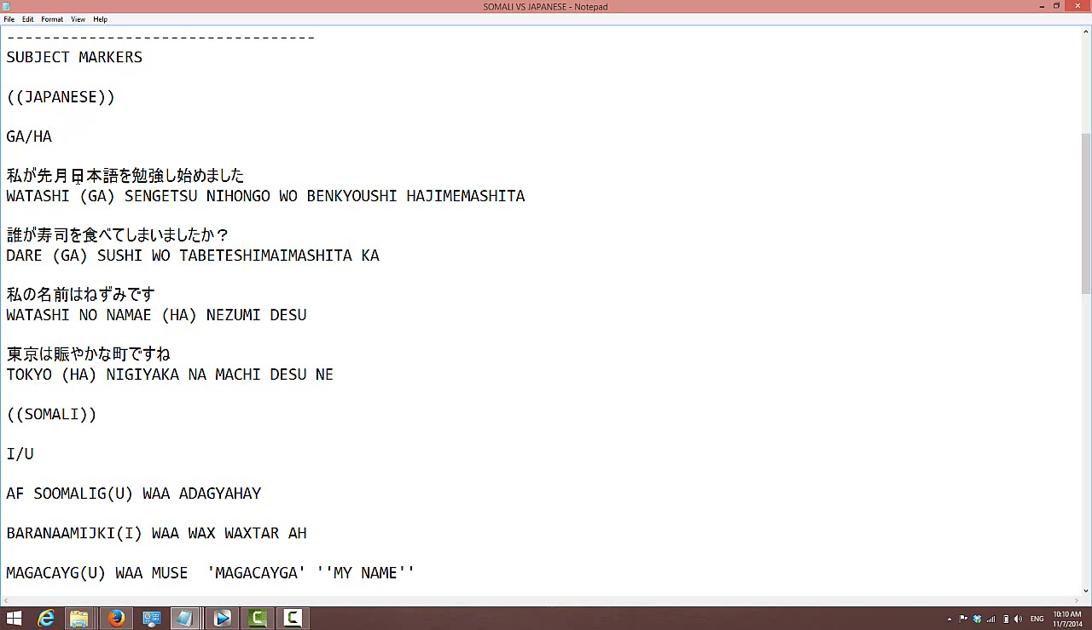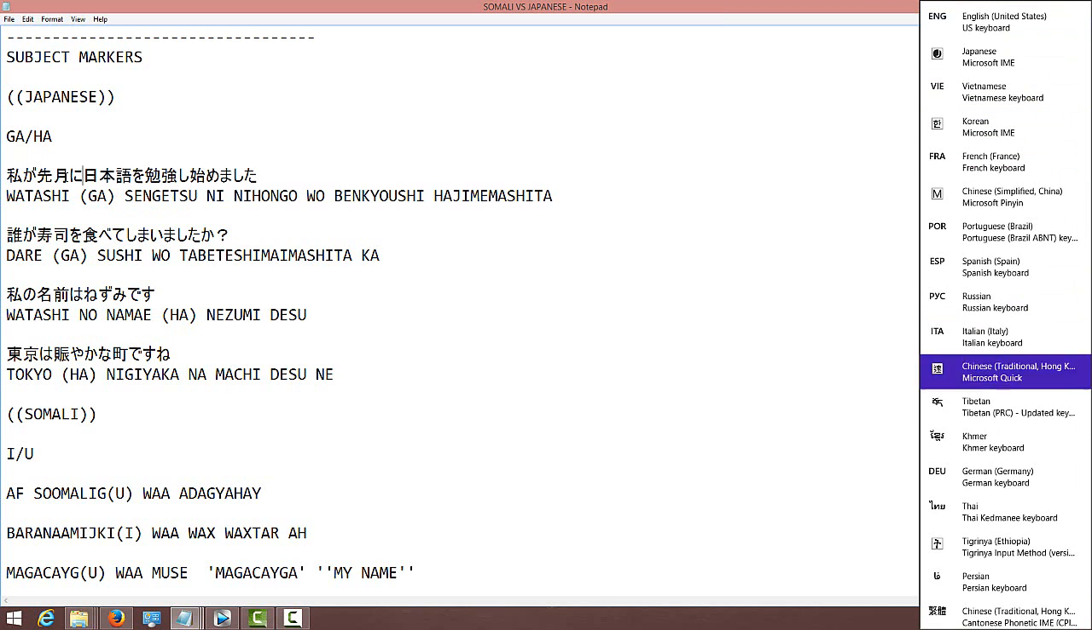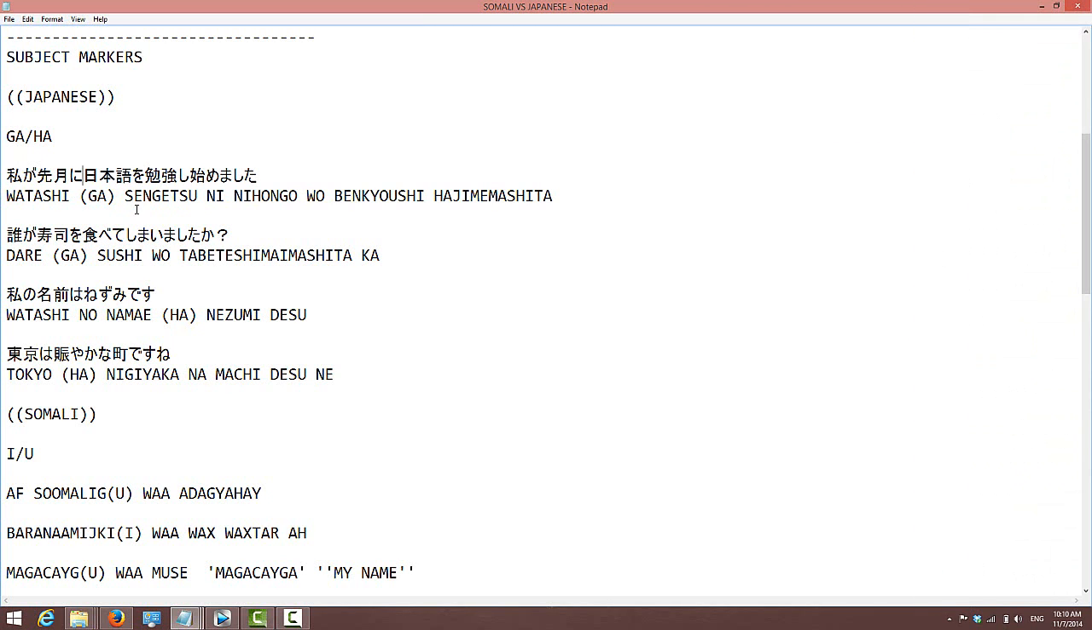The first sentence: 私が先月、日本語を... Wait a minute, am I missing something? 私が先月に... Oh, I think it's ni. I should put ni after 先月. It felt strange. Okay, there. All right, let's do that. Okay, go back to English.